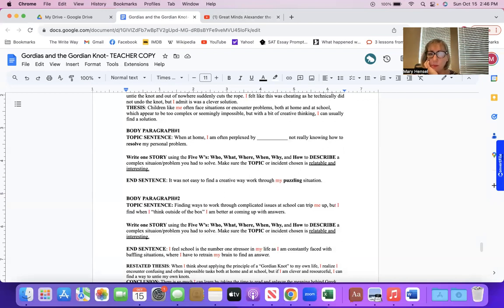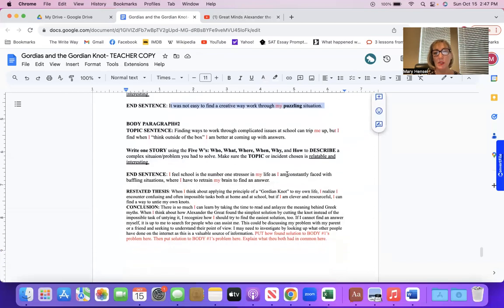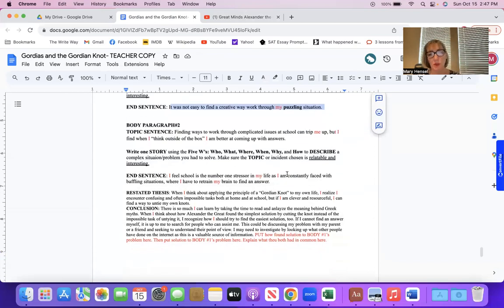And you can change this up. I can usually find a solution. You can add this to my Gordian knot if you want to do that, because that really is kind of what this is about. You can tweak these topic sentences here and the end sentences here so they fit more your prompt. Okay. Body 2, finding ways to work through complicated issues at school can trip me up.